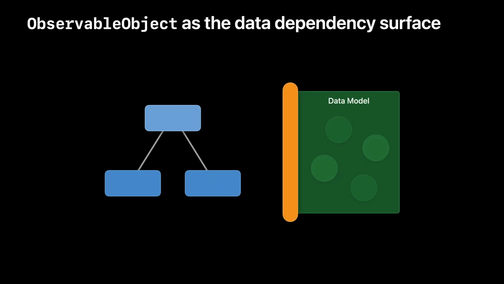We like to think of observable object as your data dependency surface. This is the part of your model that exposes data to your view, but is not necessarily the full model. If you think of observable object this way, it doesn't need to be exactly your data model. You can separate your data from its storage and life cycle. You can model your data using value type and manage its life cycle and side effect with a reference type.